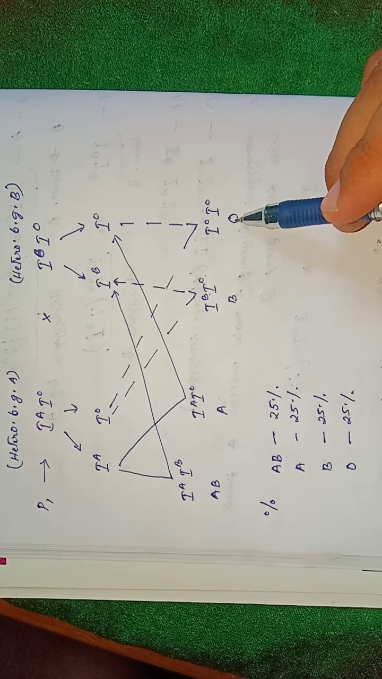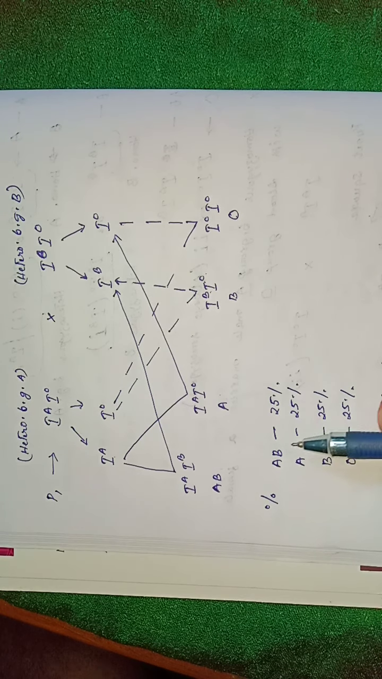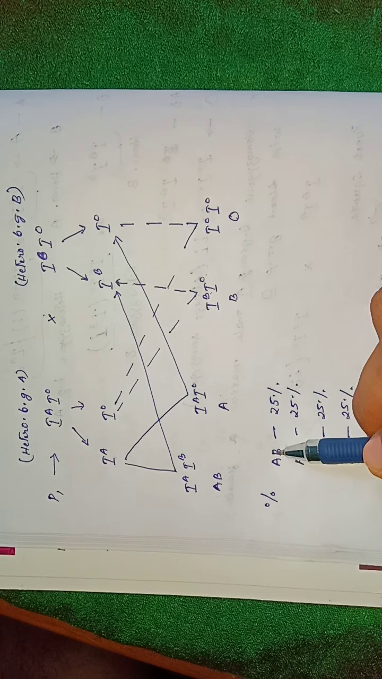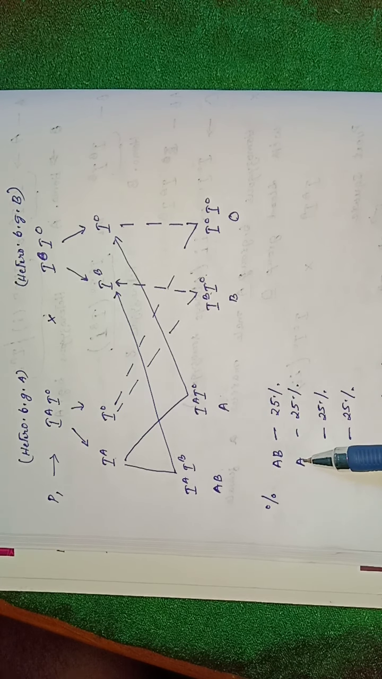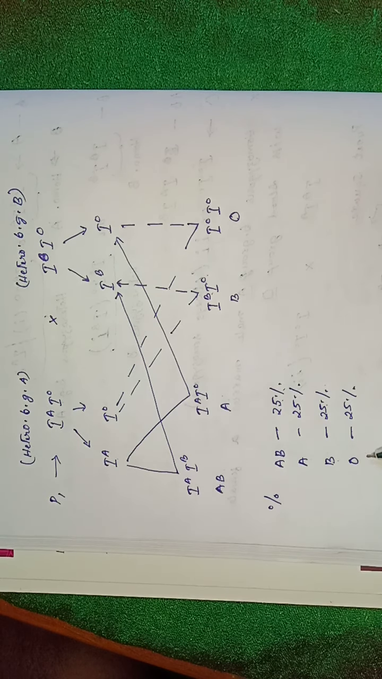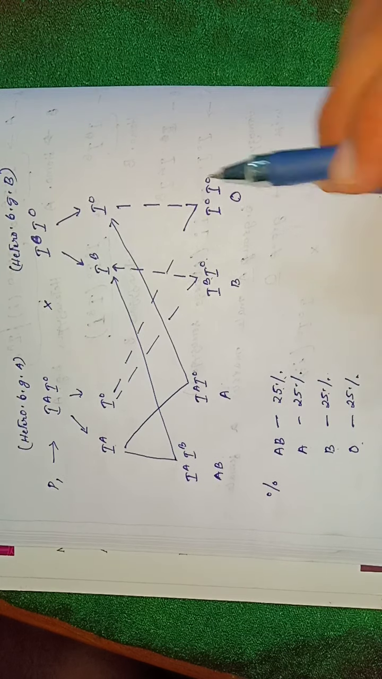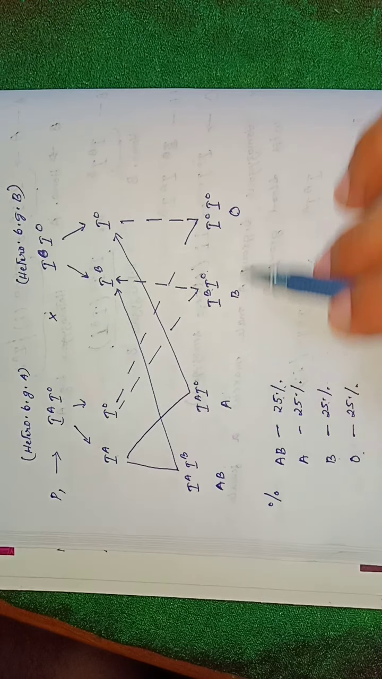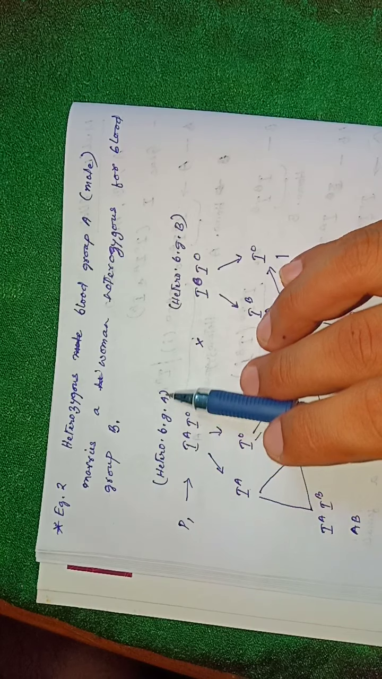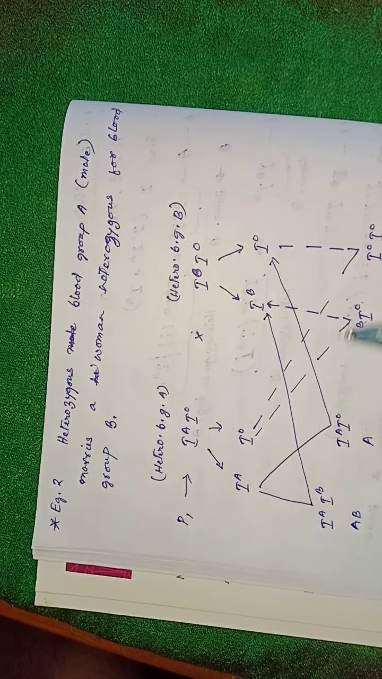have only blood group O. So if we express this in percentage, blood group A is 25%, AB is 25%, B is 25%, and O is 25%. So these are the percentage chances of occurrence of each blood group when a heterozygous blood group A male and a heterozygous blood group B female enter into intermarriage.